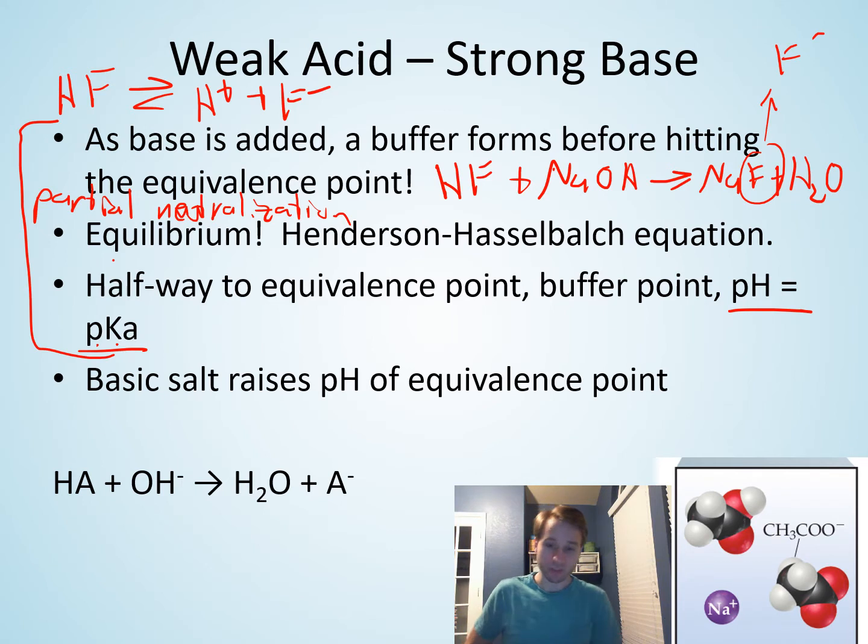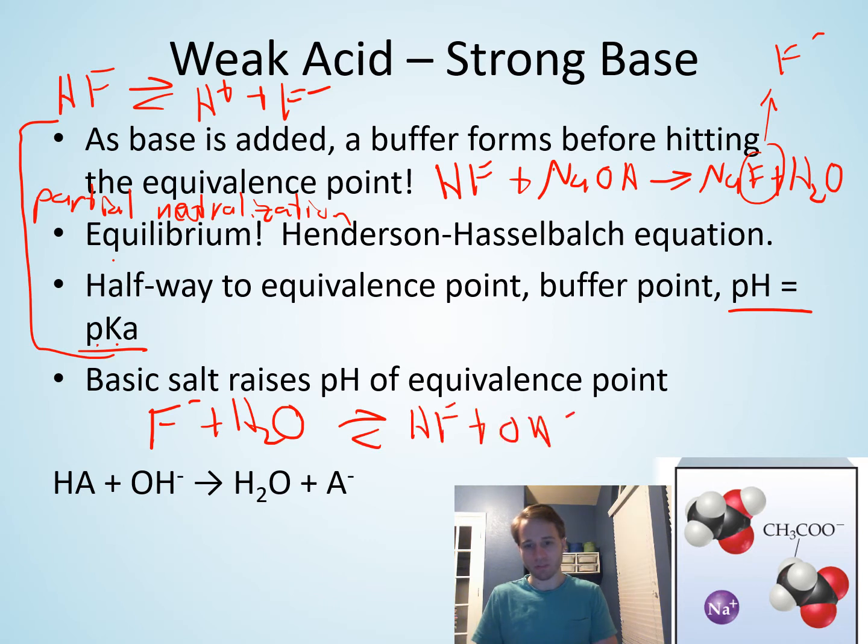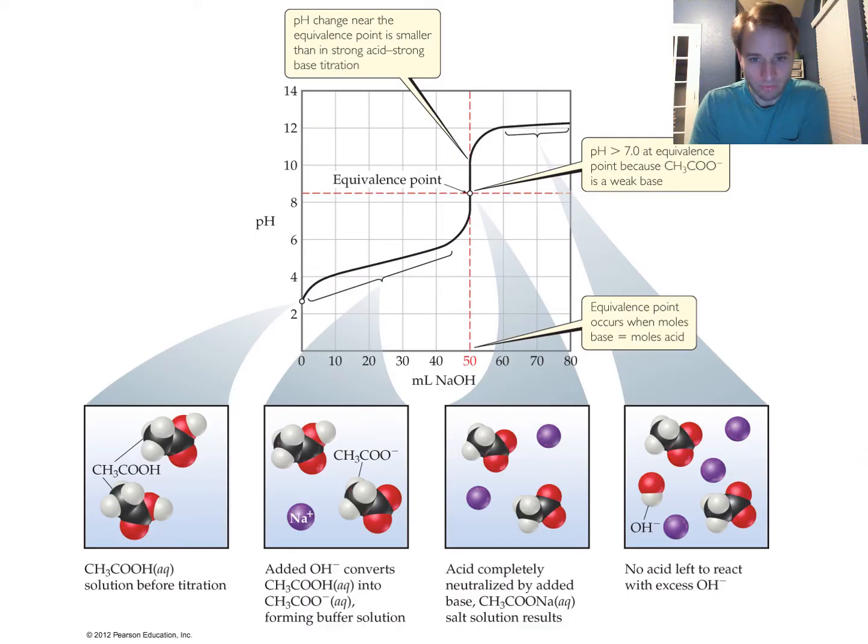And then once you've reached the equivalence point, you've consumed all of your weak acid, and now you've formed a weak base in solution. So now, at the equivalence point, I've got F minus floating around in solution. Well, that F minus will react with water to form HF plus OH minus, which will make the solution basic. So the equivalence point is no longer going to be at a pH of 7 for a weak acid, strong base. So let's look at what these titration curves look like.